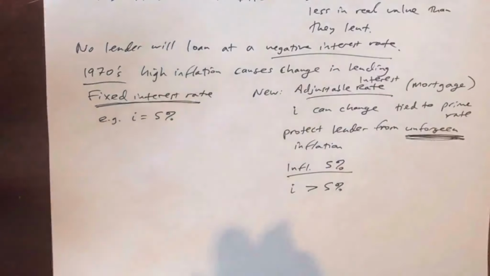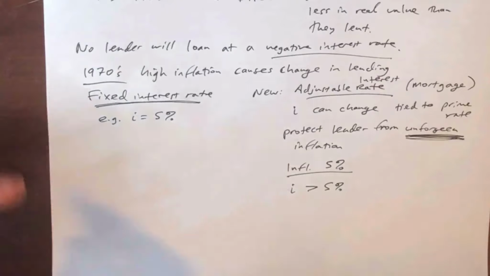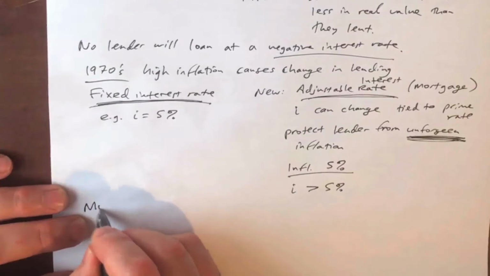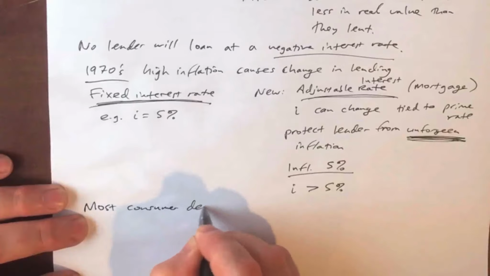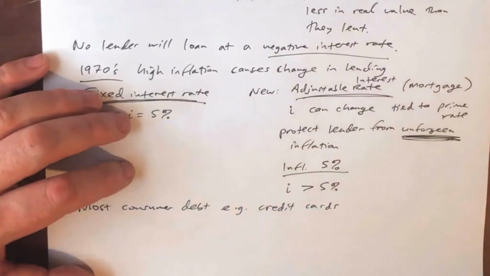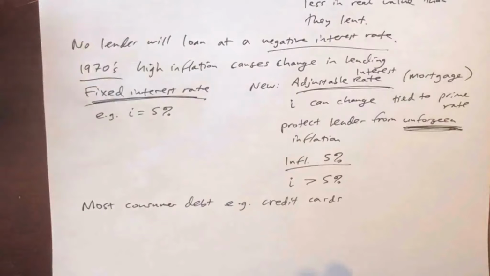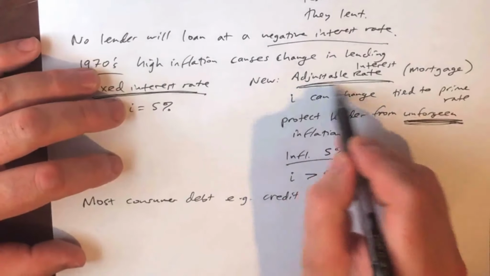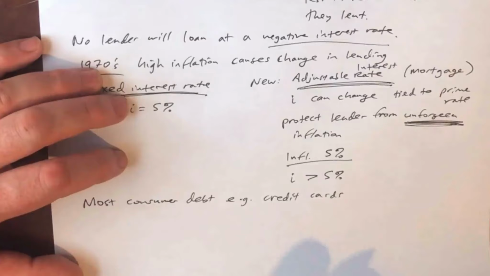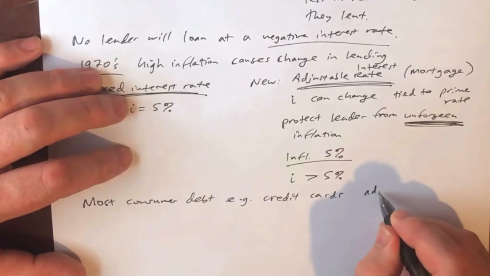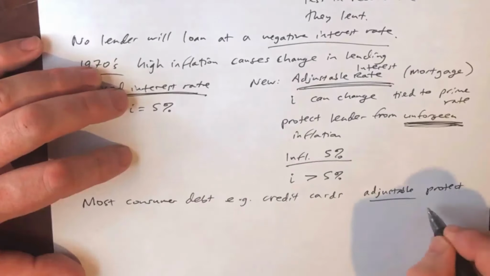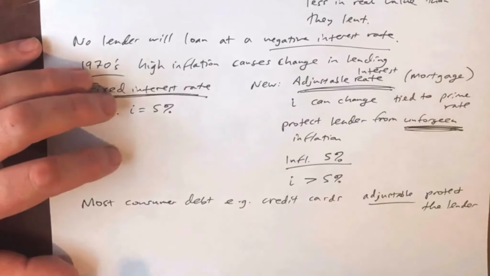All right, so nowadays you can find mortgages with both options. You can get a fixed rate mortgage, or you can get an adjustable rate mortgage. But most consumer debt these days, especially the kind that's easy to get, for example credit card debt, is adjustable. A credit card is the easiest way to get a loan, but the problem is it's a very high interest rate, and that interest rate is adjustable. There are different deals out there, but the overwhelming majority are adjustable interest rates, designed, like all these things, to protect the lender from the risk of inflation.